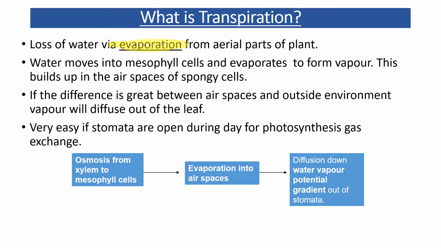The reason this happens is that in the mesophyll cells of the leaves, the water builds up, it moves into those mesophyll cells, it evaporates, and this then builds up in the air spaces, and then there is diffusion from the inside of the leaf to the outside of the leaf. We call this evaporation, not osmosis, because the water has evaporated, so it is steam that's moving from the high concentration inside the leaf to a low concentration in the atmosphere. So it is the diffusion of water vapor through the stomata of the leaf.